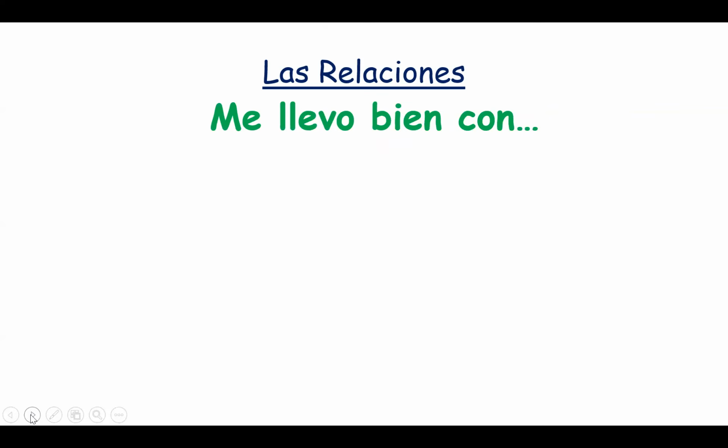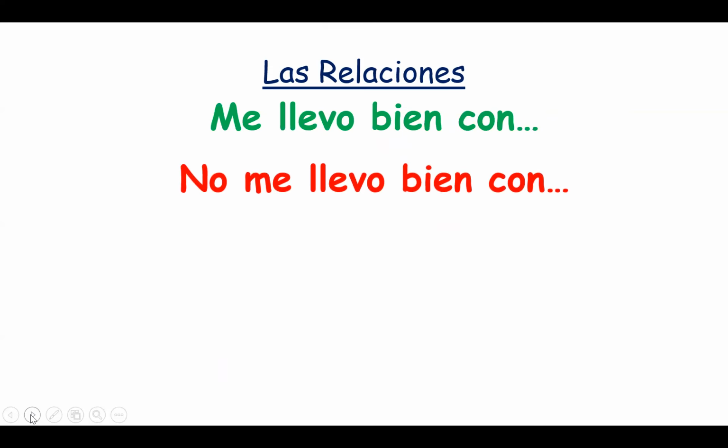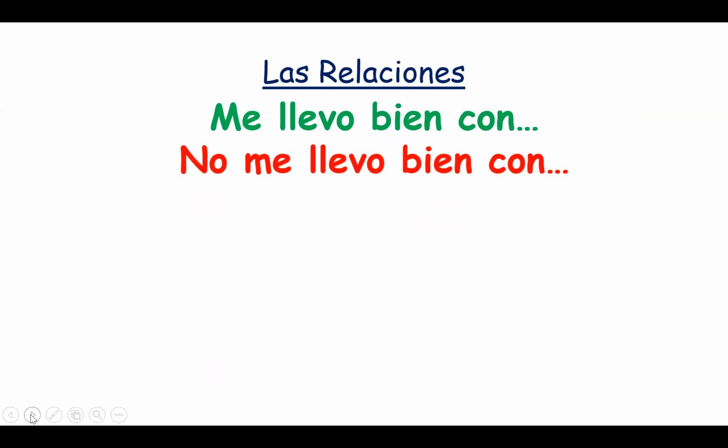Me llevo bien con. Muy bien. Another option there is to say that you don't get on well with them. You would do that by simply putting the negative no in front of the sentence. No me llevo bien con. And after con, of course, you would add in that person's name or that family member.